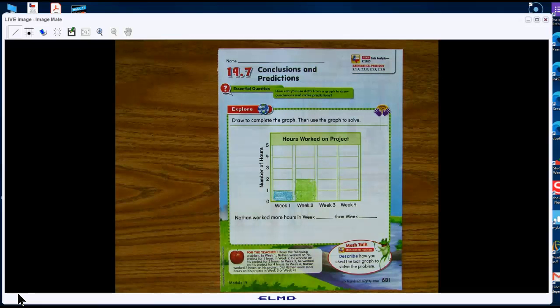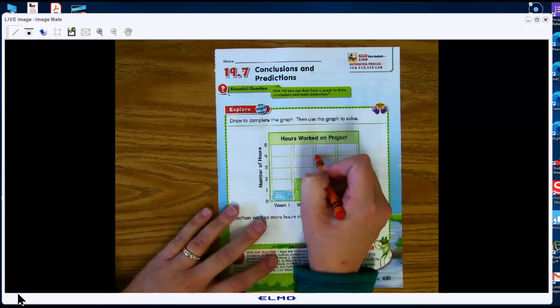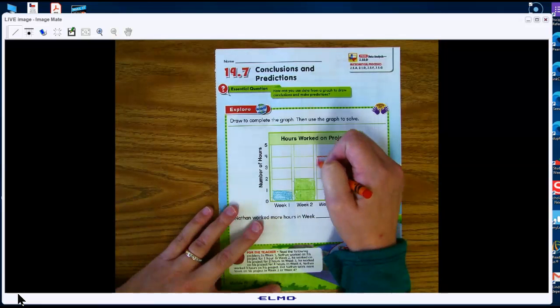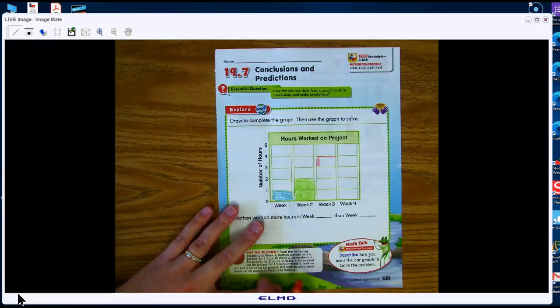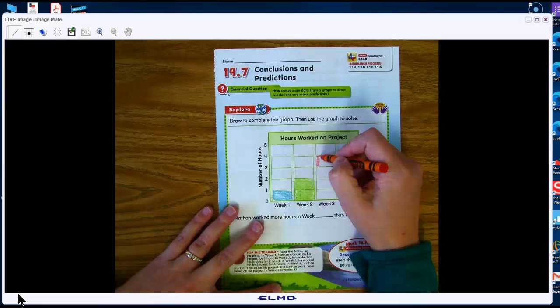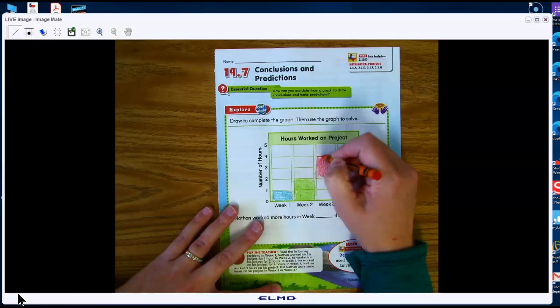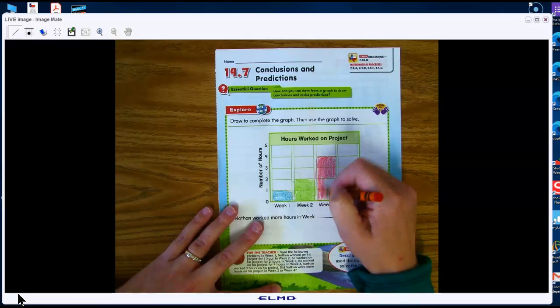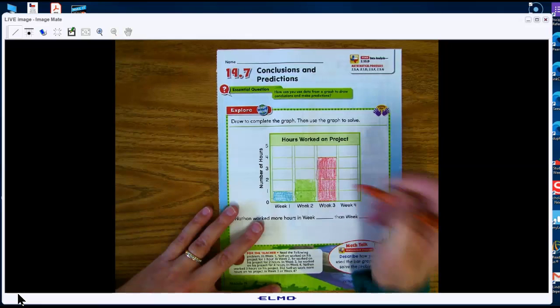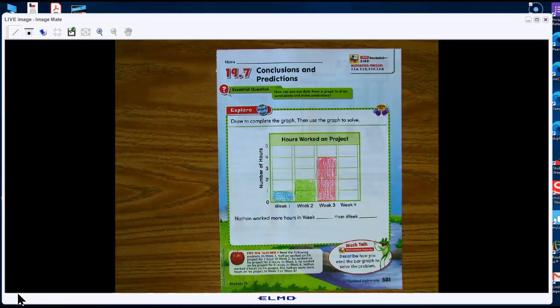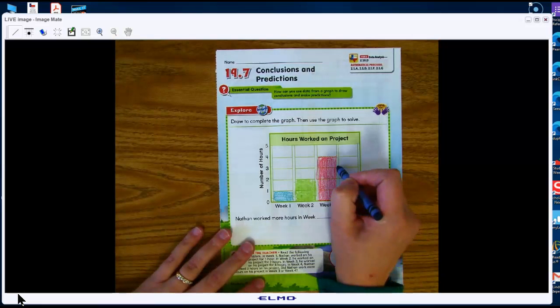Then week 3, he worked on his project for 4 hours. Let's go all the way up to 4. So going all the way up to the 4. And then on the last week, week 4, he worked only 3 hours. So we're only going to 3.